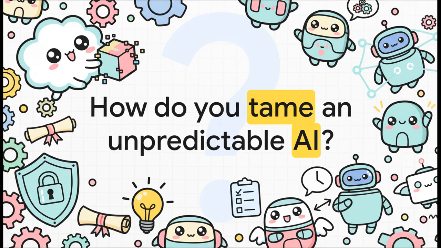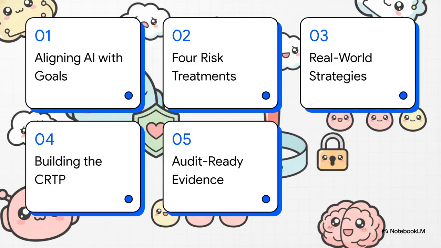To tame that level of unpredictability, we absolutely cannot just sit back and react. We need a structured, proactive methodology that's baked right into the system's entire lifecycle. So here's our game plan for today. We're going to cover aligning AI with our core goals, break down the 4 specific risk treatments, apply those to some real-world strategies, look at building out your CRTP, and finally, talk about gathering that all-important audit-ready evidence.